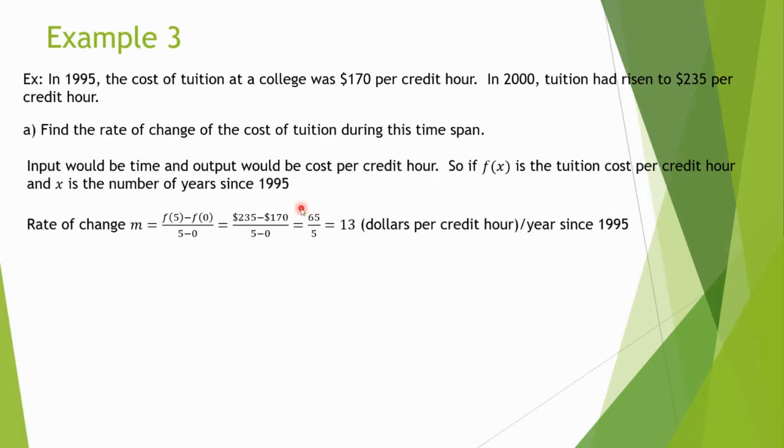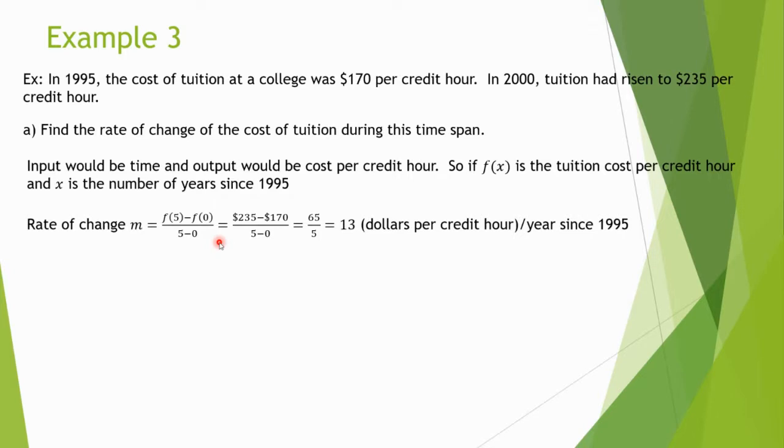But either way, what you get is this. Rate of change, you would have the cost in the year 2000, which for me would be f of 5 years since 1995. That's $235 per credit hour, minus f of 0, which is the tuition cost in 1995, which is this. And then we divide by 5. That's the change in input, change in time. So we get this here. And then when you do the calculation, you get 13. So that's the rate of change.